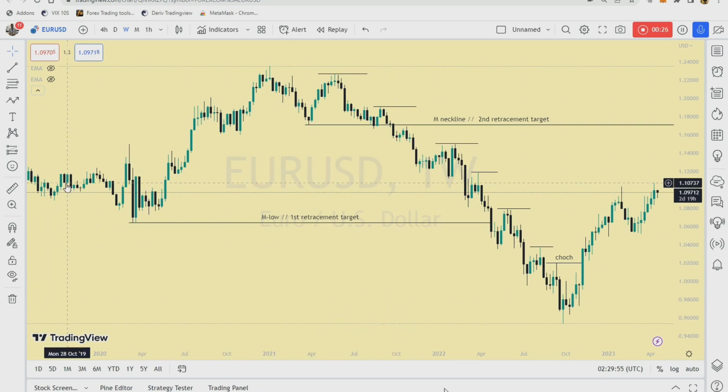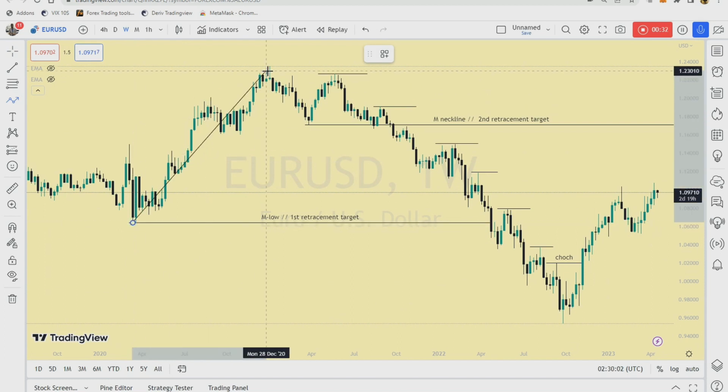So by looking at the major structure the market is currently creating in the weekly, we have a market that has created this overextended M pattern. You can see it here.